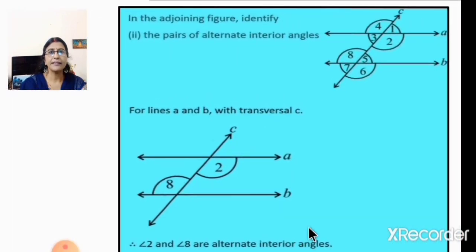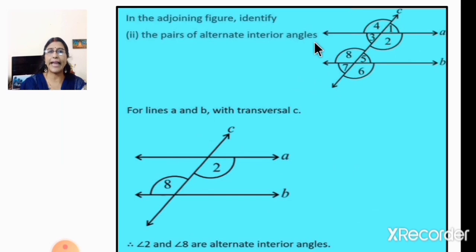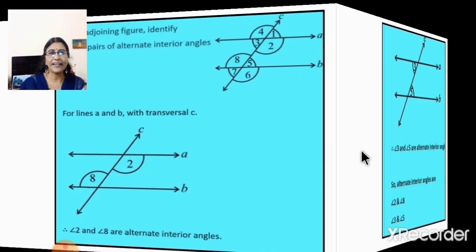Now second part, the pairs of alternate interior angles. So we'll have to find out alternate interior angles. We know which are alternate interior angles now. Easily you can tell angle 2 and angle 8. You can see here this is on the right side and this is on the left side of the transversal. So they are alternate, and first of all they are interior. They are inside the lines, these two lines A and B. So these 4 angles are interior angles, 2, 3, 5, 8. And out of these, angle 2 and angle 8 are alternate interior angles. Similarly, angle 3 and angle 5 are also alternate interior angles.